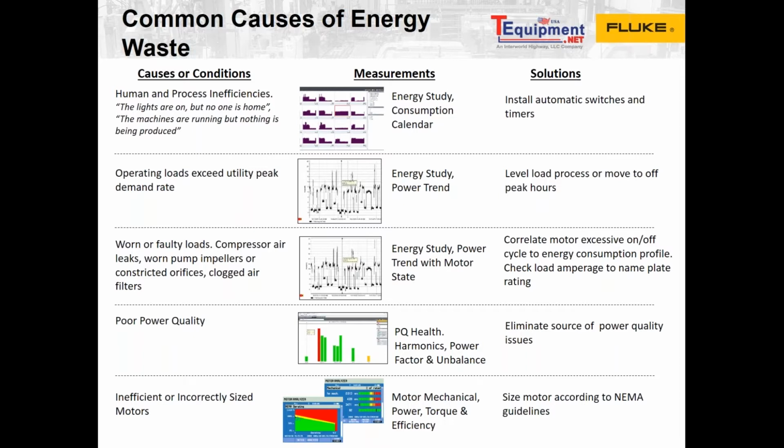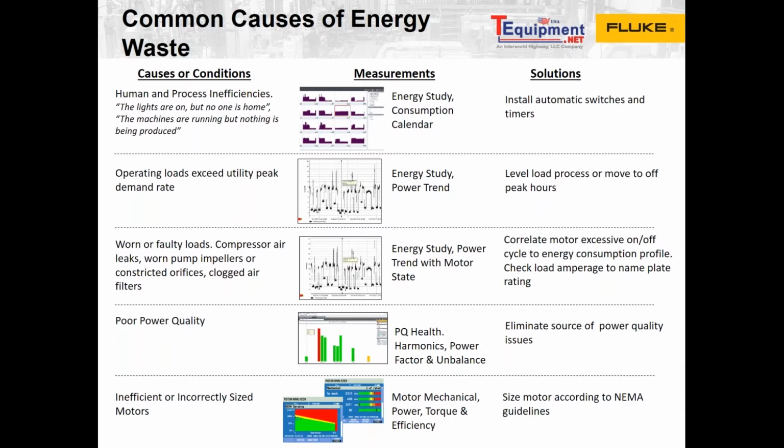Another common cause of energy waste is worn or faulty loads: compressor air leaks, worn pump impellers, clogged air filters, for example. Clogged air filters will cause the motor to work harder to push the air through. So replacing the filters in a timely manner, before they are so clogged that the motor is working so hard, is a good idea. But there's also a balance. You don't want to constantly be replacing filters unnecessarily. So that's where having a power quality tool, taking measurements of that system, will help you determine that sweet spot. And then performing energy studies and trending power with that tool will help with that.